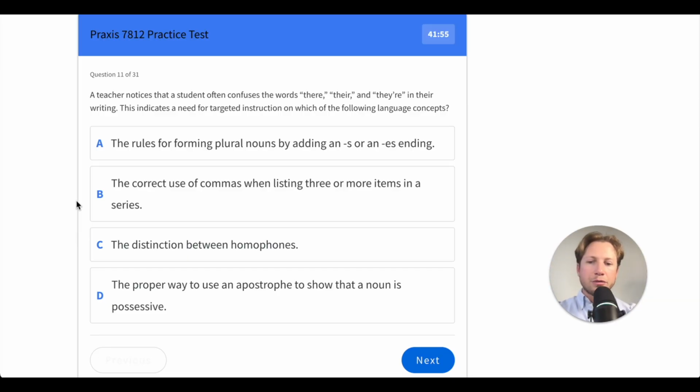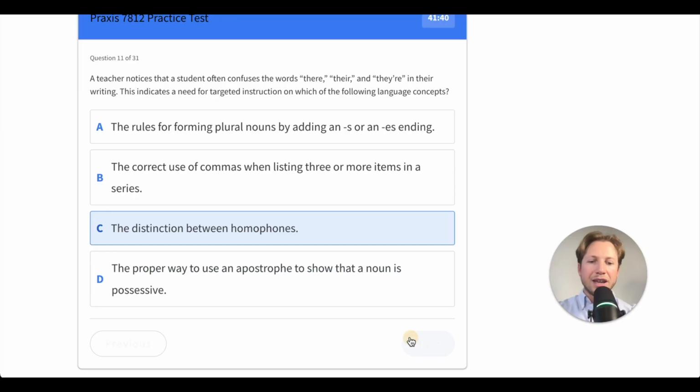Let's see here. Remember that homophones are words that sound the same, there, their, and they're, but they have different meanings and also different spellings, which is kind of exactly what's happening here. For that reason, I'm going to move on to picking answer option C.